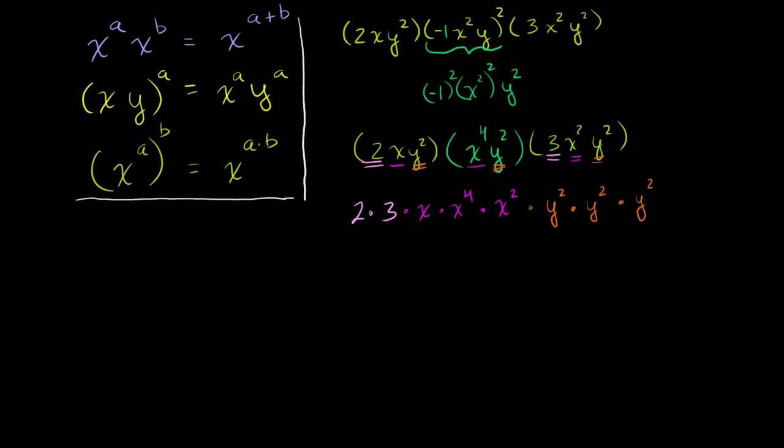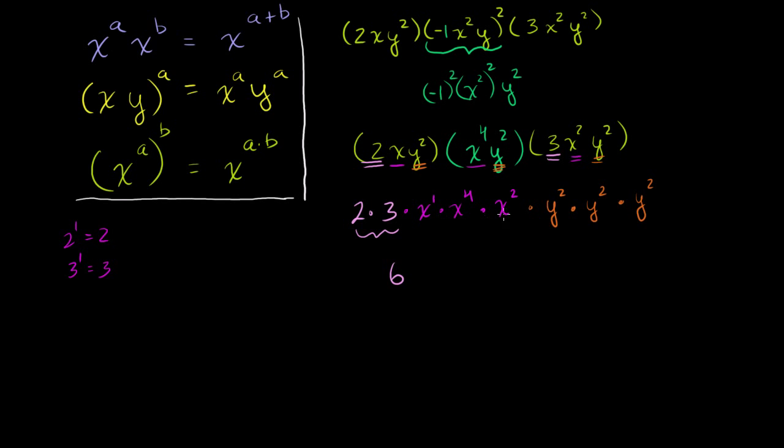And now what are these equal to? Well, 2 times 3, you knew how to do that. That's equal to 6. And what is x times x to the fourth times x squared? Well, one thing to remember is x is the same thing as x to the first power. Anything to the first power is just that number. So 2 to the first power is just 2. 3 to the first power is just 3.